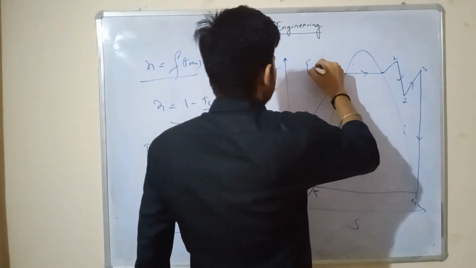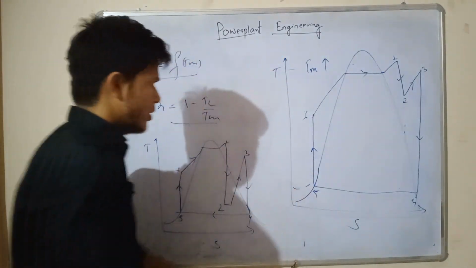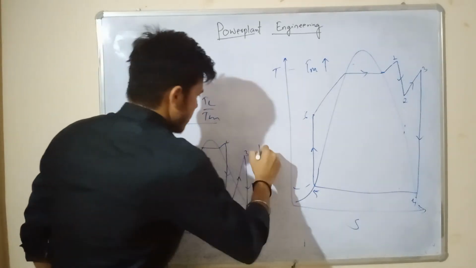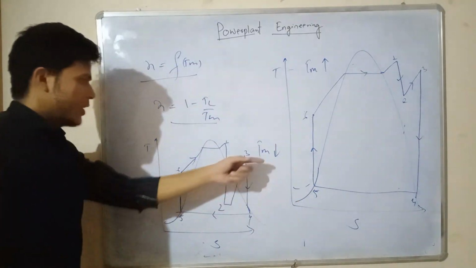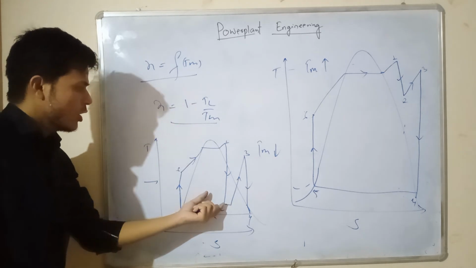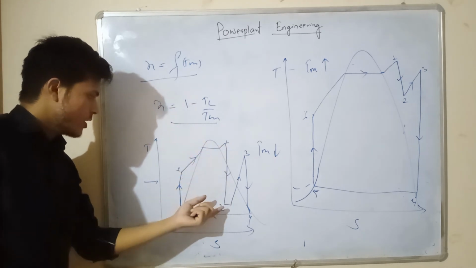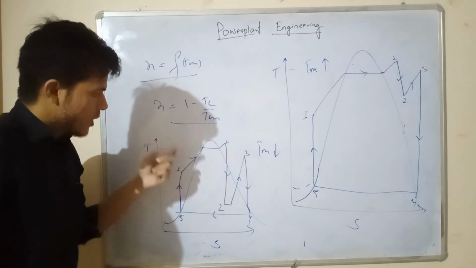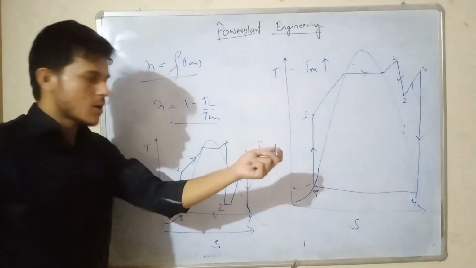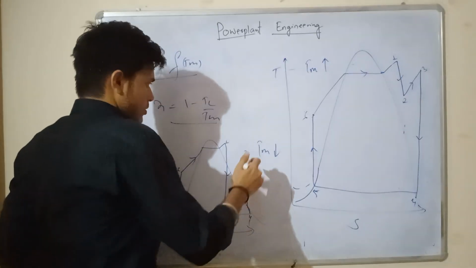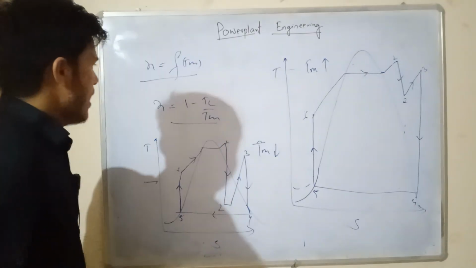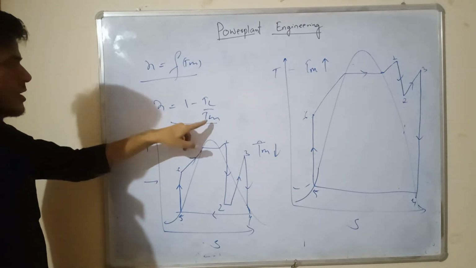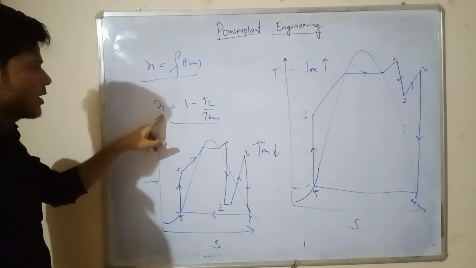It means that Tm here is high. In this case the mean temperature value is high, but in the other case the mean temperature value is low. Why? Because we are supplying the heat at the lowest point. From 1 to 2 expansion takes place. When we heat from 2 to 3, we are supplying the heat from a lower point to a higher point, so the mean temperature becomes very low. As we know, efficiency is 1 minus TL by Tm. If Tm is low, the value will become less.